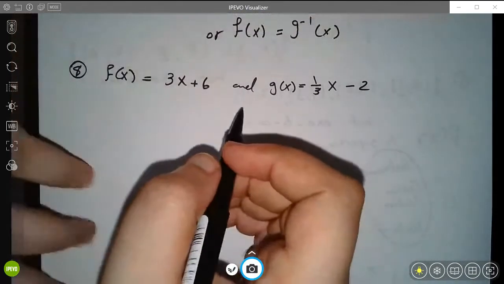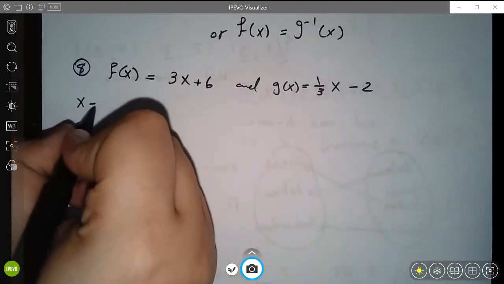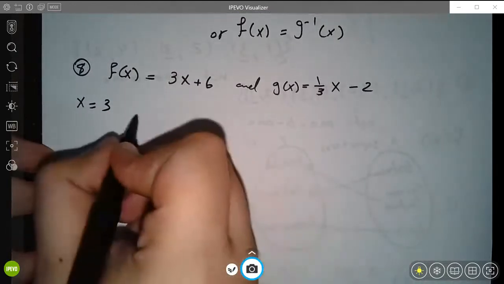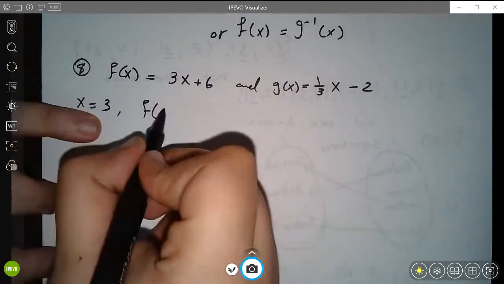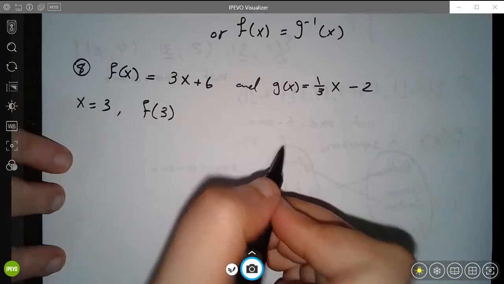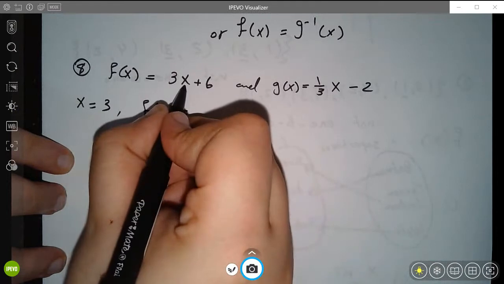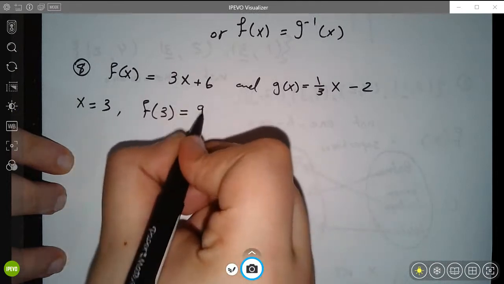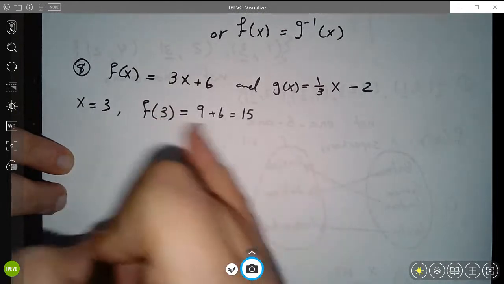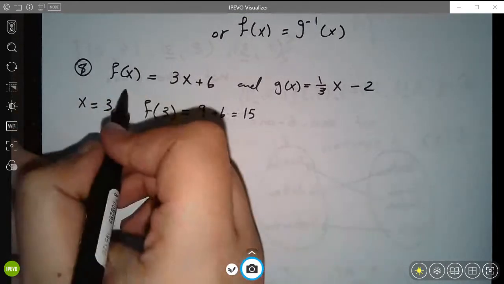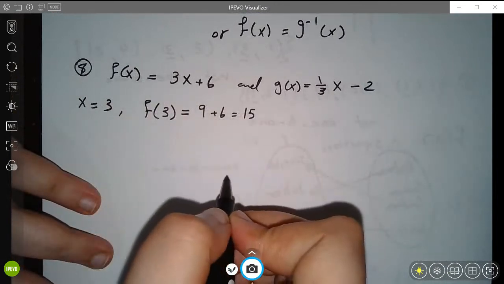So to start, you just need to grab a random x value. Let's say x equals 3, for example. Now for f of x, since I said x is 3, I'm going to plug in 3. So 3 times 3 is 9. 9 plus 6 gives us 15. So f of 3 equals 15, which means that for the f function, the x value is 3, the y value is 15, because that's the result.